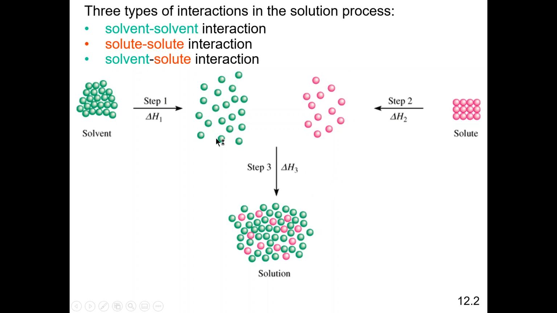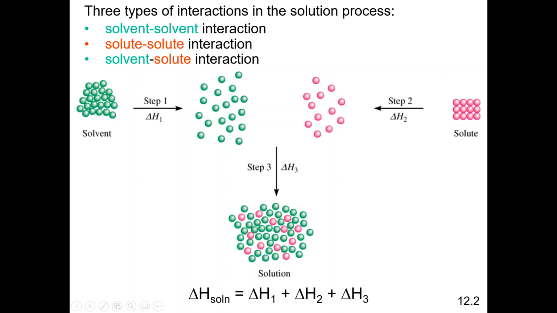And of course, as a result of the dissolution, there will be forces of attraction between the solute and the solvent molecules. And that is typically an exothermic process represented by delta H3. So therefore, using Hess's law, which is a law you should have learned in Chem 1, we can write down that the enthalpy change for the solution formation would be equal to delta H1 plus delta H2 plus delta H3.